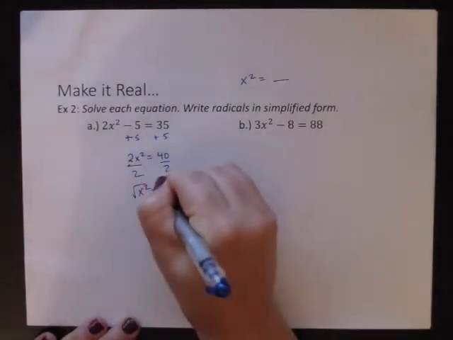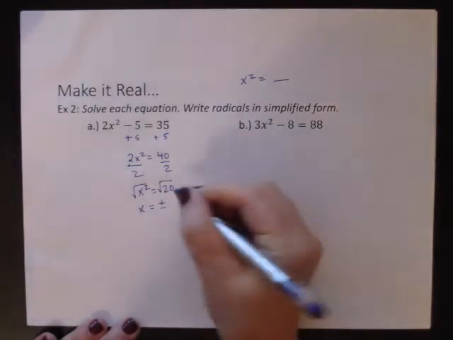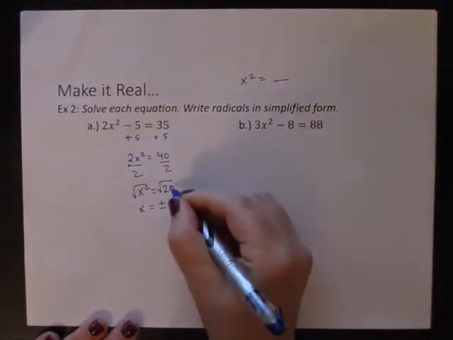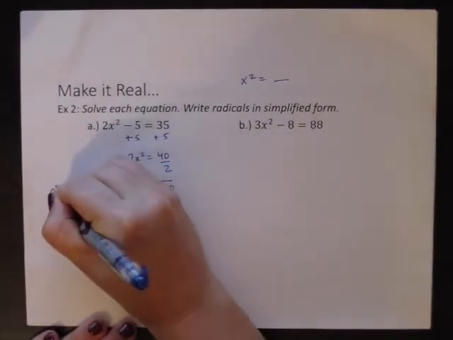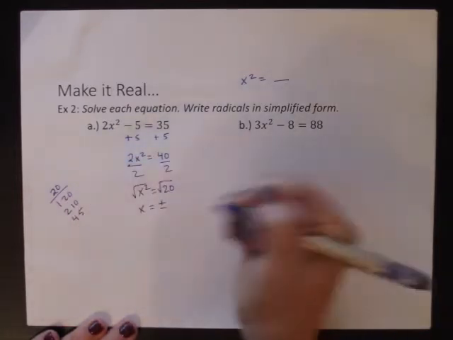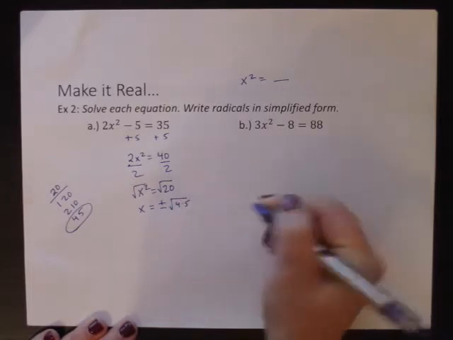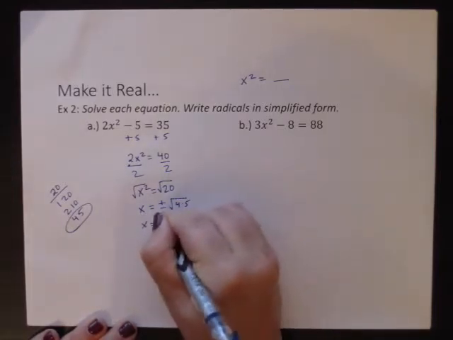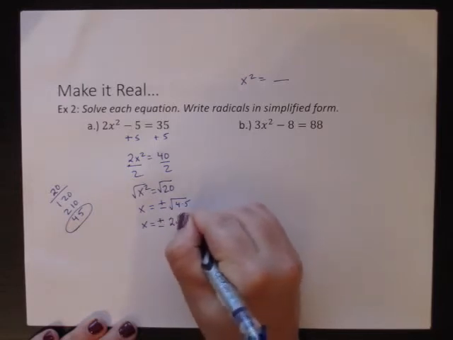Now I'm going to take the square root on both sides. So I got x equals plus or minus the square root of 20. 20 is not a perfect square, but we can find the factors. So the factors of 20 are 1 and 20, 2 and 10, and then 4 and 5. 4 is a perfect square, so I got the square root of 4 times 5. So my final answer would be x equals plus or minus, the square root of 4 is 2, so 2 square root 5.